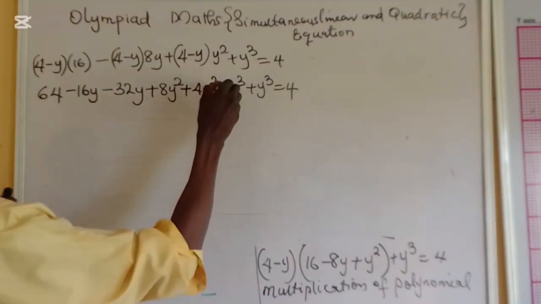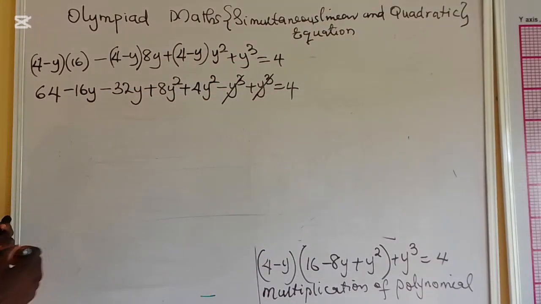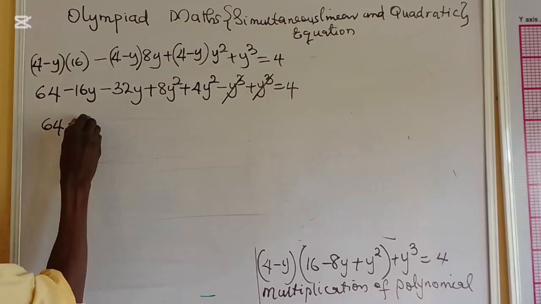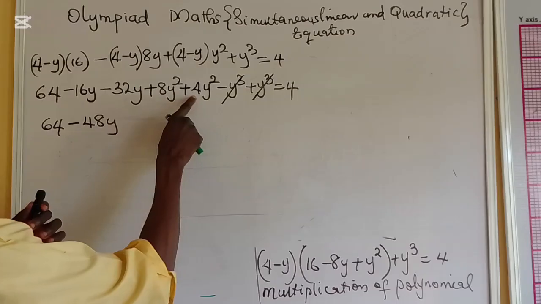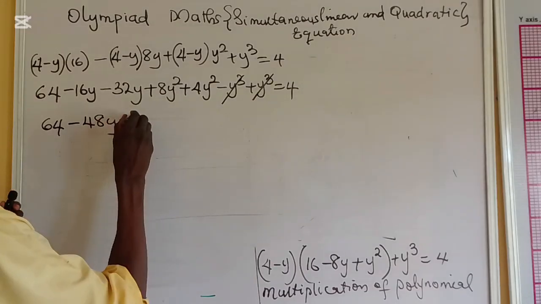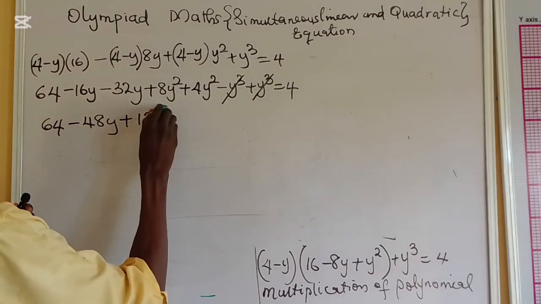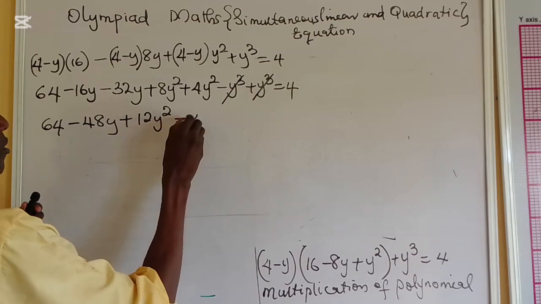Okay. Minus y cubed will cancel this. Alright? Here is 64. What is minus 16 minus 32? That gives us minus 48y. That is minus 16y minus 32y is minus 48y. Y squared: 8 plus 4 is 12. So yes, plus 12y raised to power 2 is equal to 4.